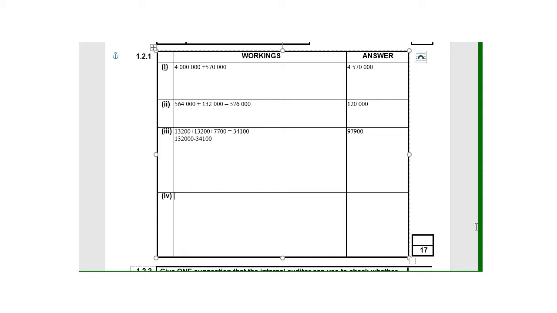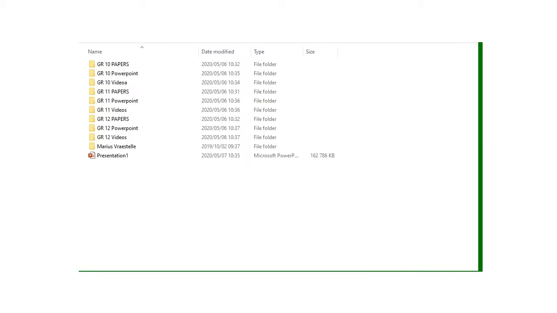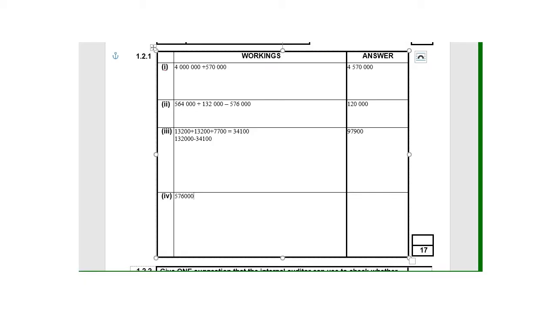So I took 576,000 minus the 132,000. That gave me 444,000, and that I had to multiply by 10%, and that gave me 44,400. That was for the old, excluding the sold. For the new, I took 120,000.